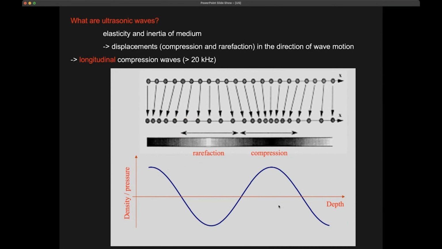Okay, so what are the ultrasonic waves, or the ultrasound waves, that we are using? They are longitudinal compression waves. That's what we mainly use. There are also some shear waves that are being used currently, but we're not going to go into detail. That's for much more advanced applications. But for regular imaging, we use compression waves. And that uses the elasticity and the inertia of the medium, and we displace the medium with a certain frequency over a certain distance.